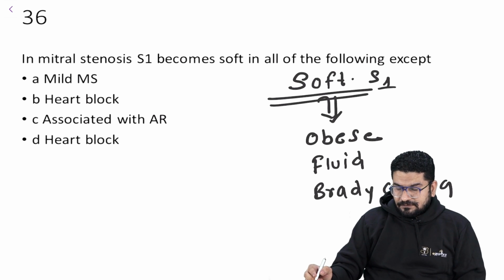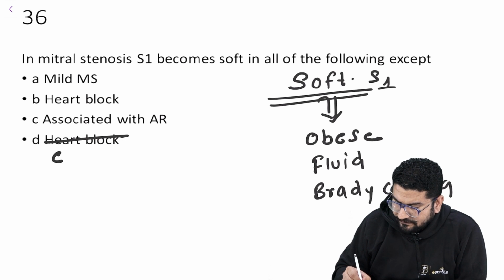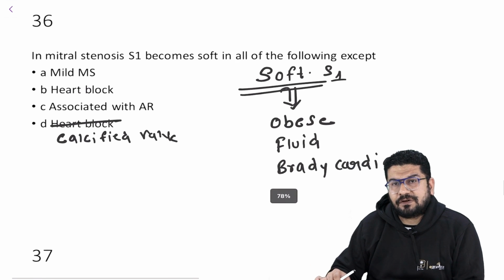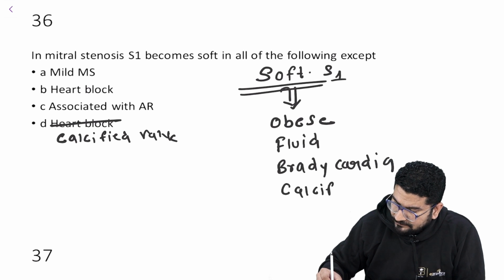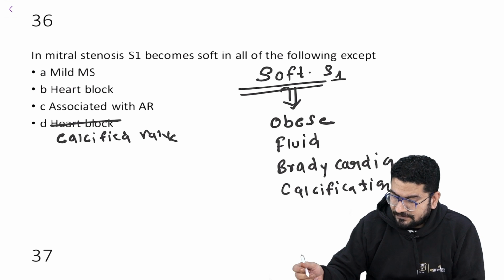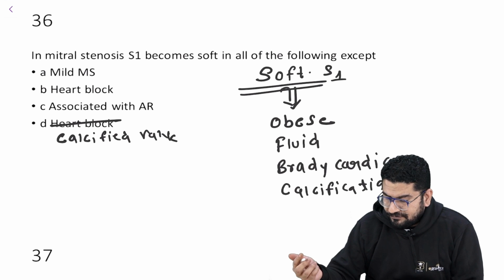Clear? So I could not recall the fourth option. I think there was one option on calcified valve. So when there is more calcium, you cannot see the proper opening of the valve. So calcification can also produce a soft S1. So just try to understand this question. Softening of sound, we call this muffling of sound, you can see in a calcified valve.